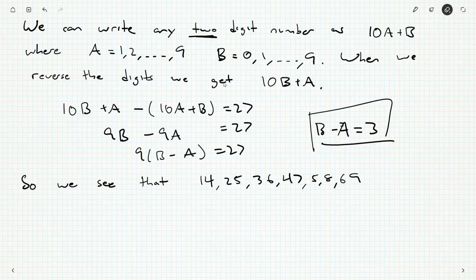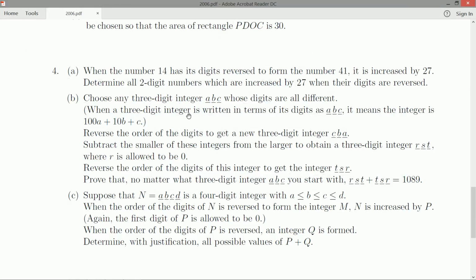You can check that by picking one at random that they really do work. Let's try 47. Reverse the digits, it's 74. 74 minus 47. 74 minus 40 is 34, minus another 7 is 27. So yeah, it really does work. And we'll just finish it off by saying these are all such numbers. That's a fine way to say it. The important thing is that we get the numbers listed out properly, and we have our reasoning to explain why it's those numbers and only those numbers.